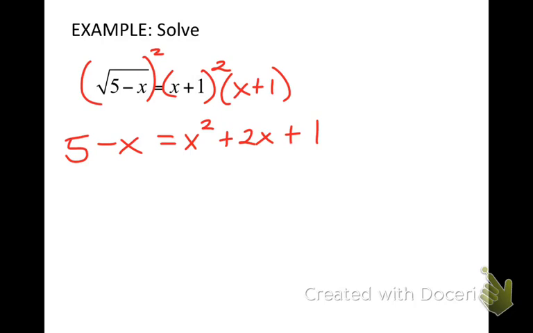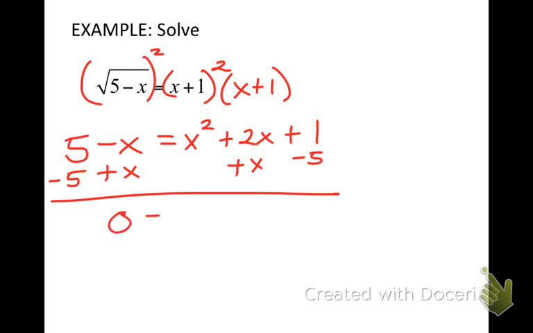So to solve a quadratic, we want to move everything to the same side. Since my x squared is already a positive coefficient, I want to move everything over to it. So I'm going to add my x term over. I'm going to subtract my 5 over, so that I end up with 0 equals x squared plus 3x minus 4.